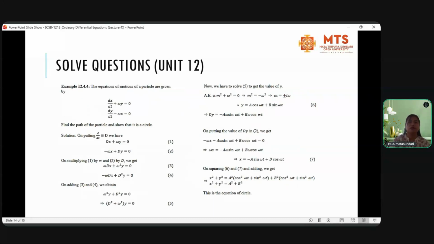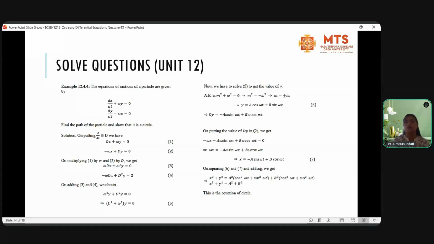Next, solved question from unit 2. The equations of motion of the particle are given by this. In the same way we have substituted the values, multiplying by w and 2 by D, we get this one. On adding equations 3 and 4, we get equation 5. Now we have to solve 5 to get the value of y.